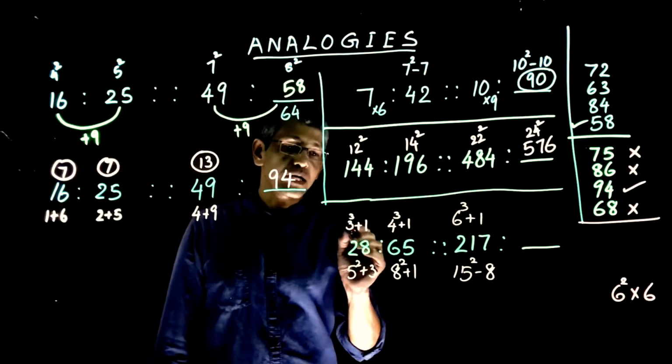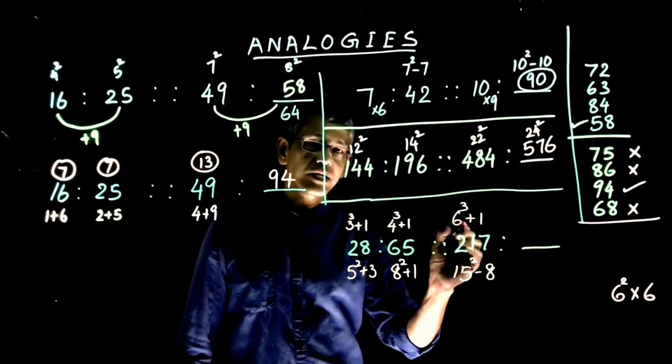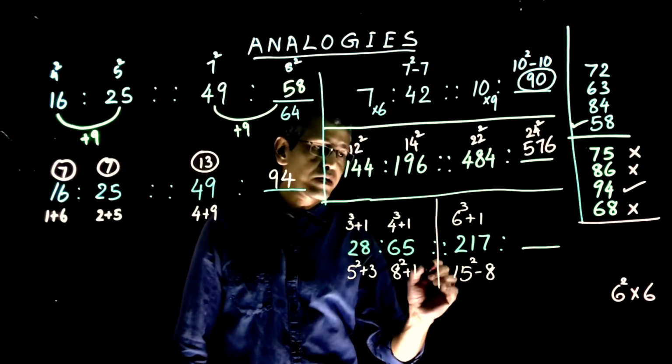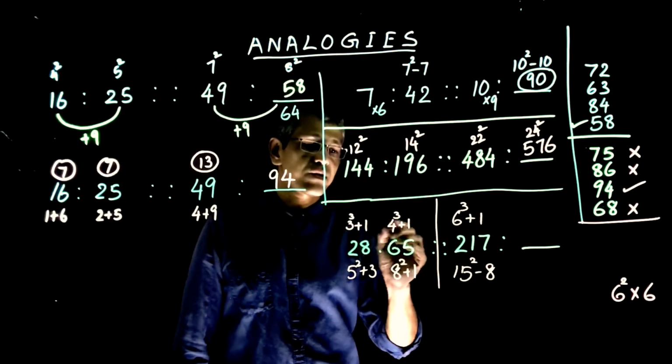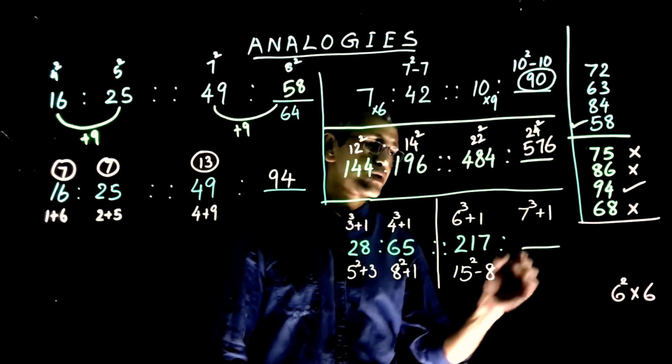So left hand side is 3 cubed plus 1 and 4 cubed plus 1. Well, right hand side pair, 6 cubed plus 1, so 3 and 4, so 6 and 7, so 7 cubed plus 1. 7 cubed is what?